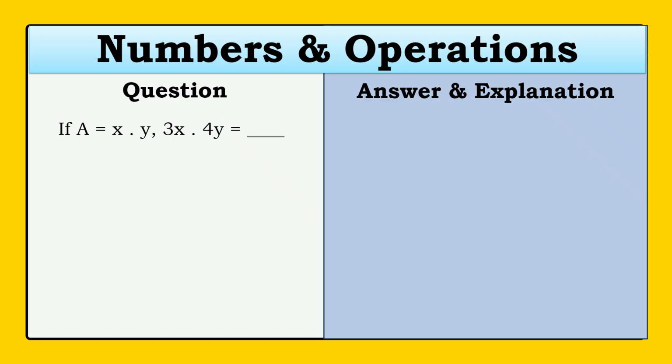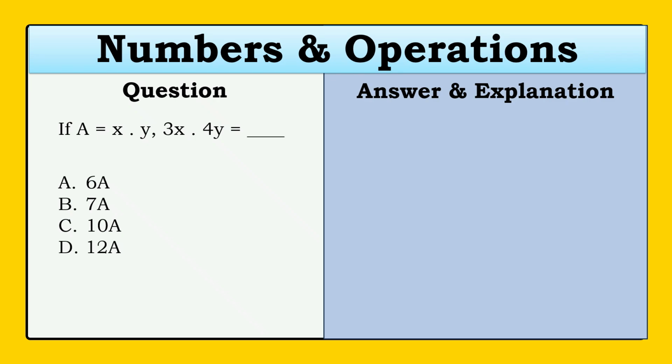If A is equal to x times y, then 3x times 4y is equal to blank. A 6a, B 7a, C 10a, or D 12a. What do you think the answer?